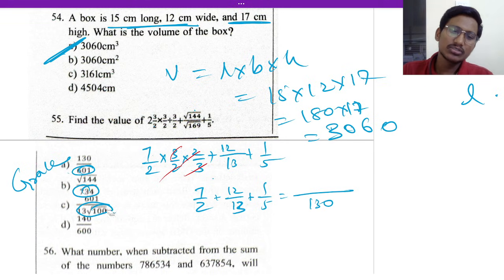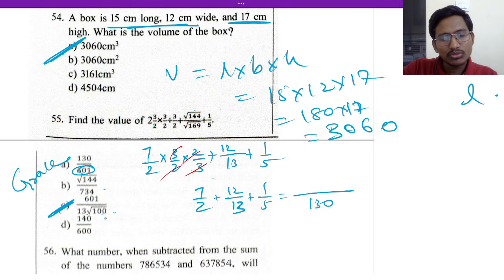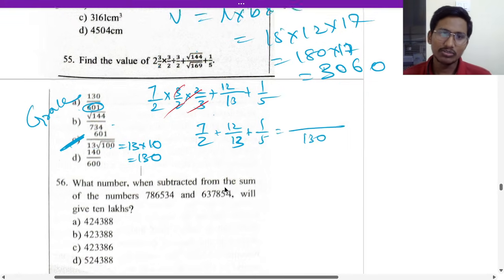Root 10, root 10 is what, 130 means, that is option C will be the answer here. Okay, but you can go 13 into root of 100, root of 100 is 10 only, so 130 will be the answer here, so that is why go with option C. Okay, if you have solved, otherwise grace.